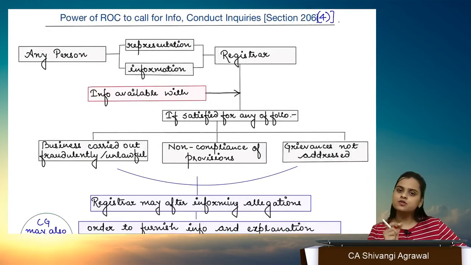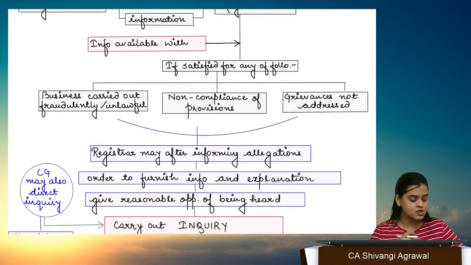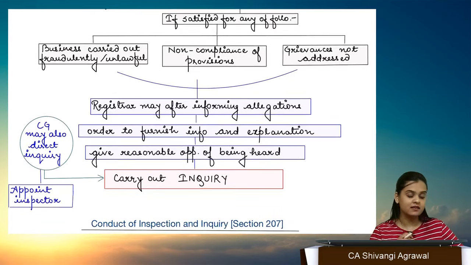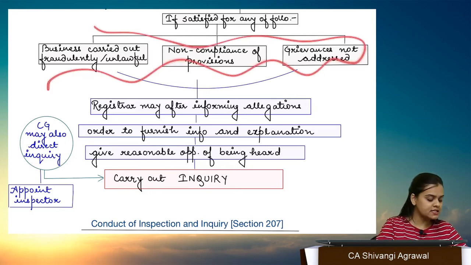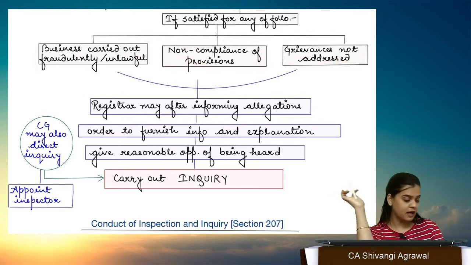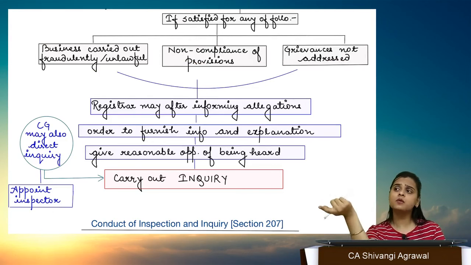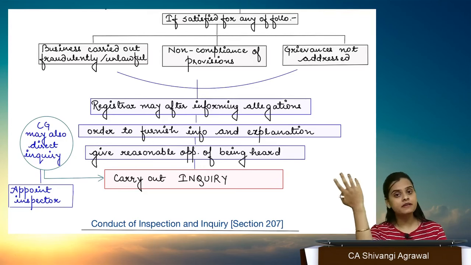Now inquiry is also given in the same section 206, which tells us that if anyone approaches the registrar or the registrar receives some information and is satisfied that some fraudulent activities are going on in the company, or there is non-compliance of provisions, or the grievances of people are not being addressed, in these three situations, what will the registrar do? The registrar will inform the company that these allegations have been made against you. If the company can give an adequate reply, great. Otherwise, the registrar will give the company an opportunity of being heard, undoubtedly, and thereafter initiate inquiry.